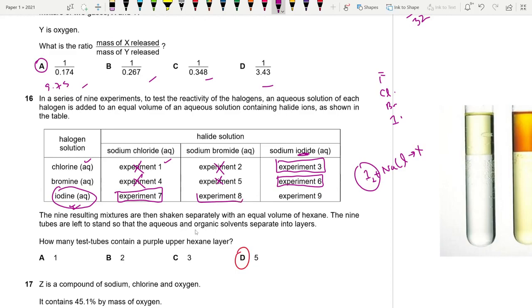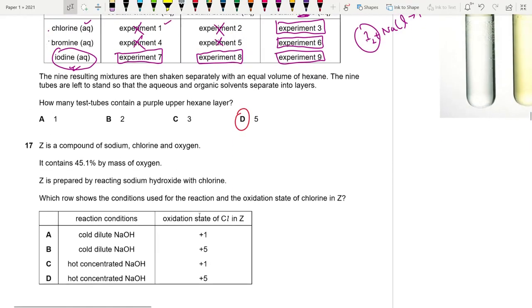Then here we are also going to see the color of iodine. Here we're also going to see the color of iodine. That's why the answer is 5. In the first two rows, we got iodine because it was liberated. In the last row, iodine was seen because we added iodine. That's the logic.